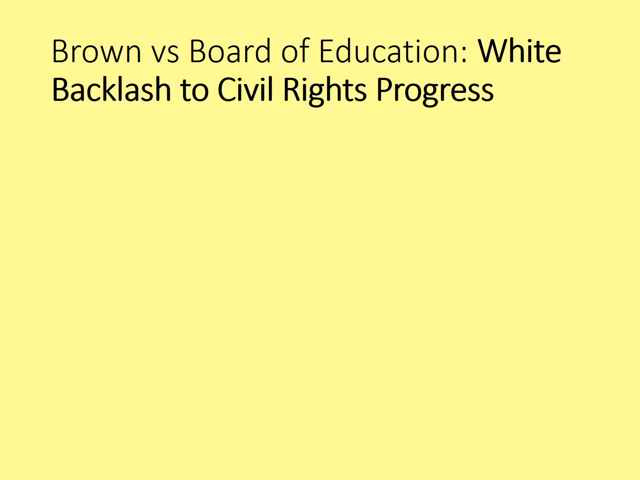One of the common themes that we'll see with this course is that where there is progress, there is usually a white backlash to that progress. And the Brown versus the Board of Education case was no exception to that rule. We're going to look at 3 different sources now, and we're going to complete some tasks based upon them.